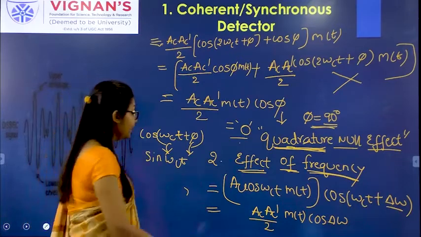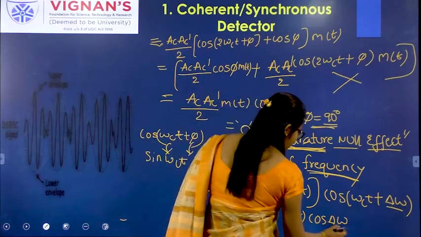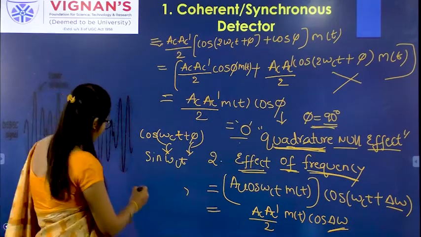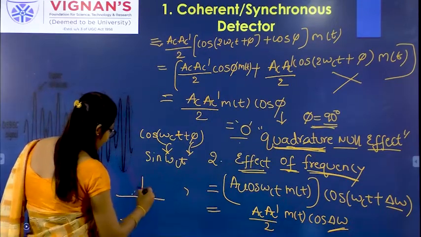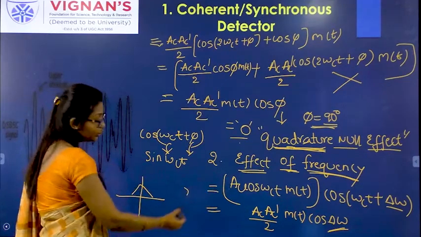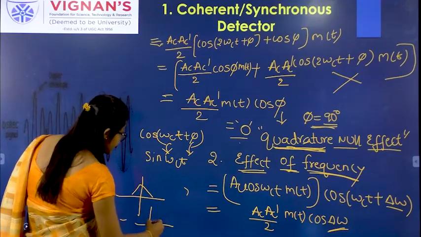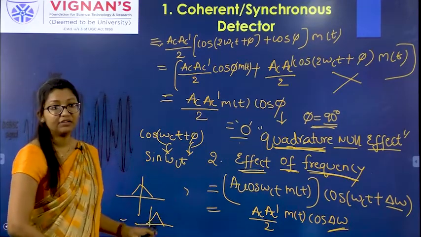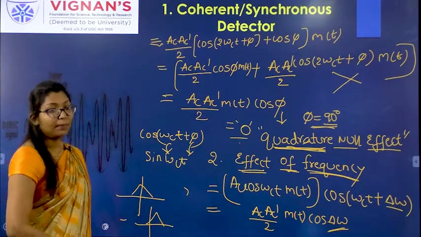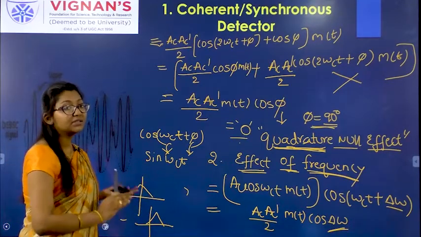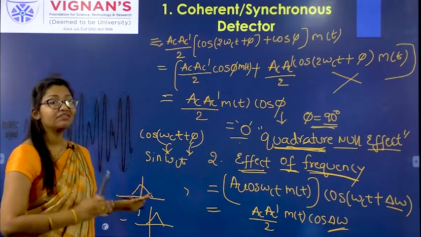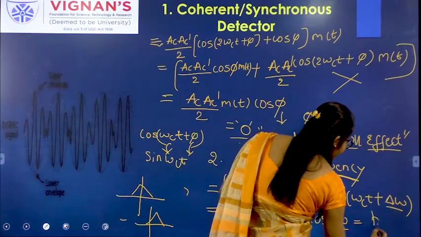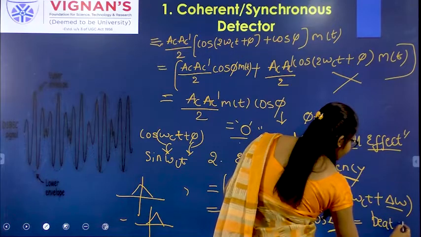But here there is some frequency change. Normal message signal is like this. Your message signal is like this. But due to the delta omega, your message signal will be shifted a little bit. There will be a shift in your message signal. But it is not fully affected. But there is a change. Your message signal frequency will be changed. That also we call by an effect name, that is beat effect.